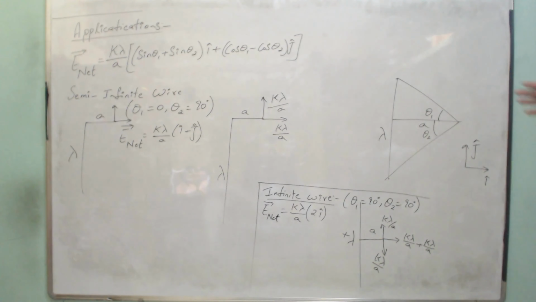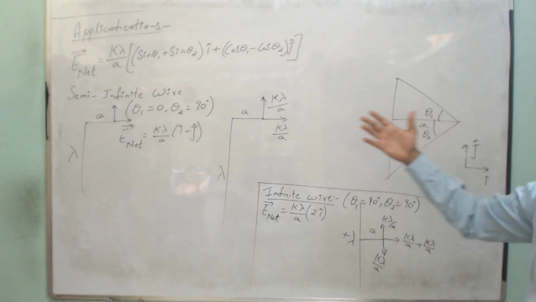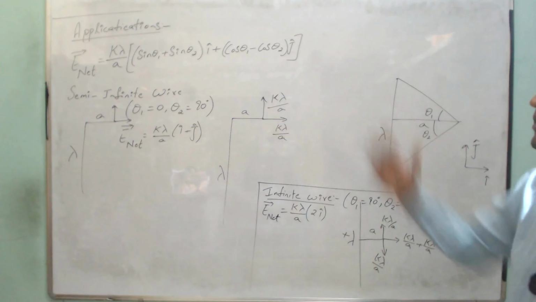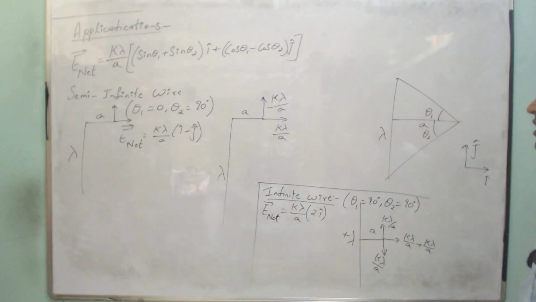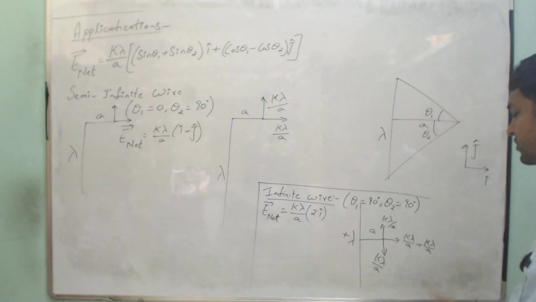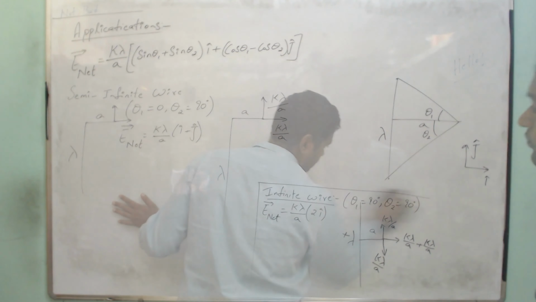So one is the general case. I have to remember the diagram. Second is the semi-infinite wire. I'll again have to remember the diagram and also remember that this is for plus lambda. Third is the infinite wire. Again, I'll have to remember the diagram.